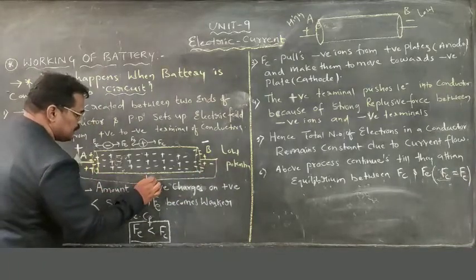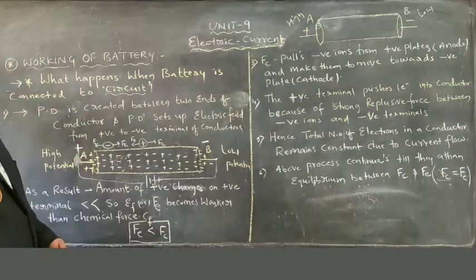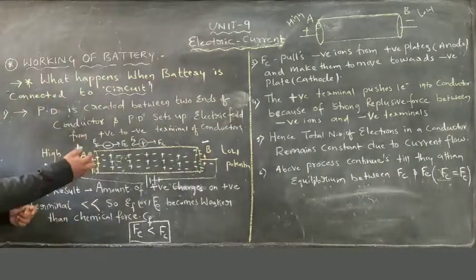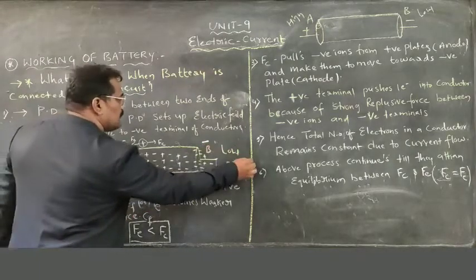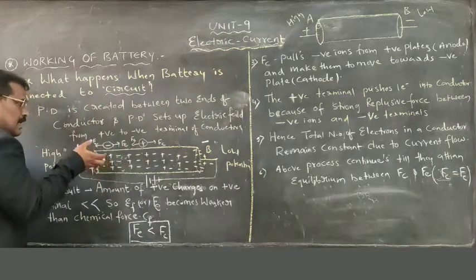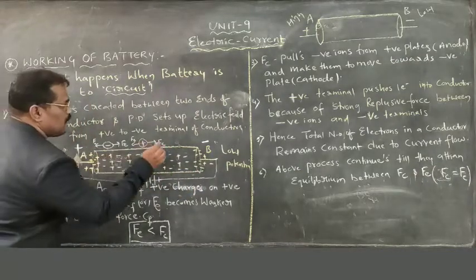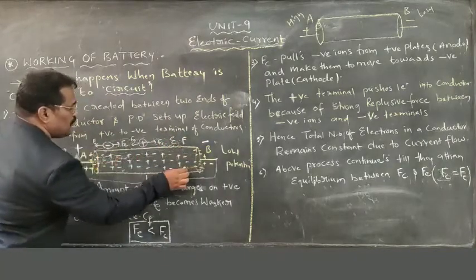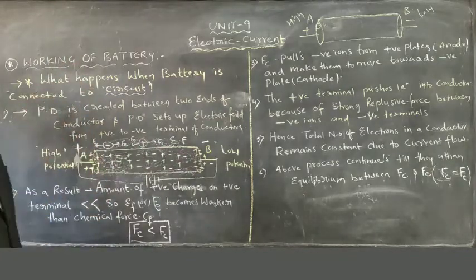Then what happens? A potential difference between the two ends of this conductor will be set up. One end will be at high potential, the other at low potential. After that, as the potential difference is set up within this conductor, a field is also set up. That field, a uniform electric field, will be set up throughout this conductor. That is the second point.